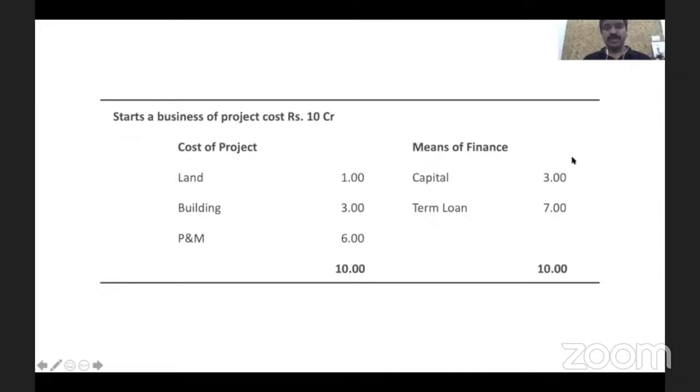So you can also arrive at the project debt equity ratio here. The debt is 7 crore divided by equity of 3 crore. That gives you the project debt equity. This looks very simple, and the point is it actually is simple.